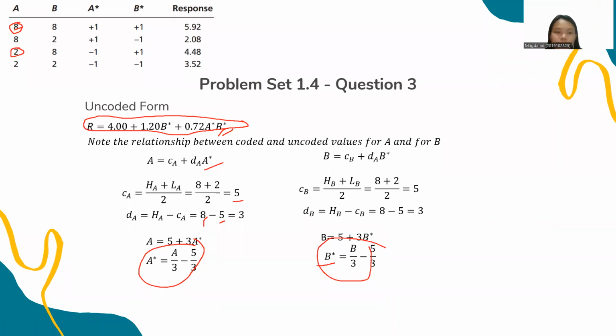Then we perform the necessary arithmetic, like if we need to add, then we add, in order to simplify our equation. So the uncoded form for this problem is r equals 4 minus 0.40a plus 0.08ab.